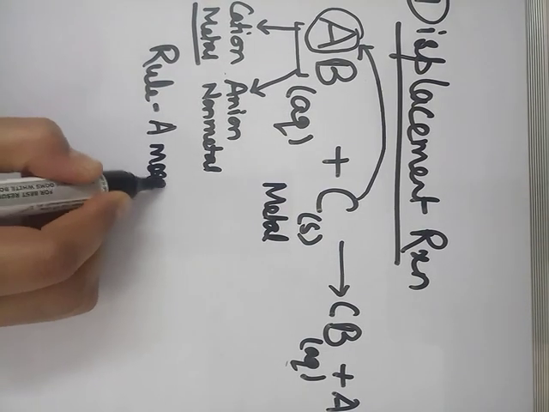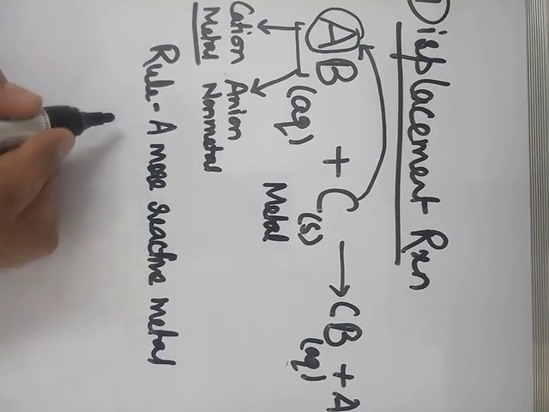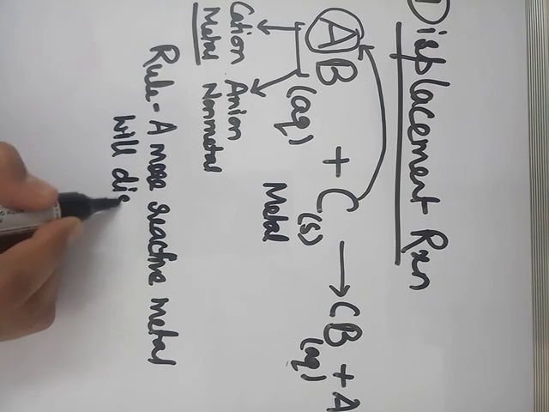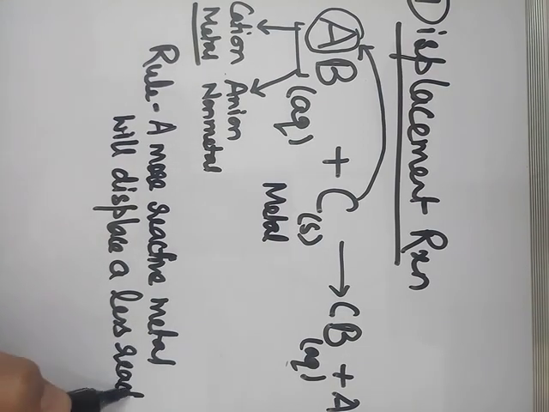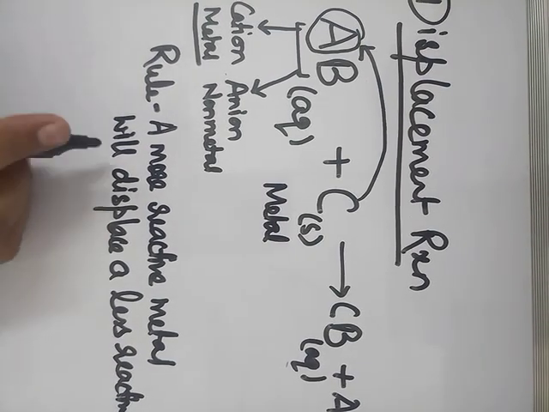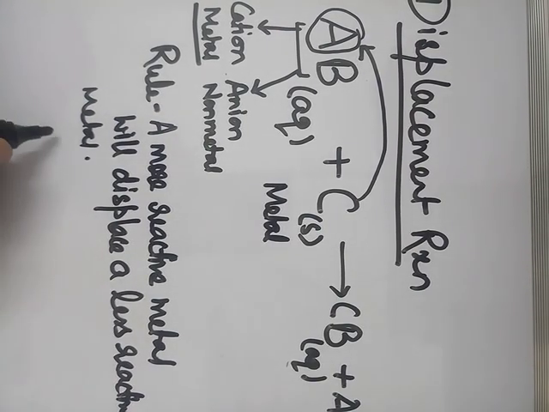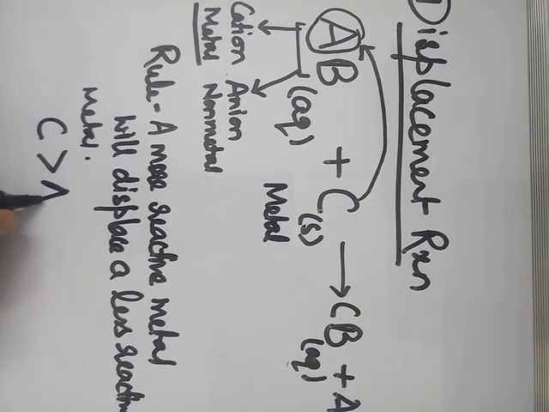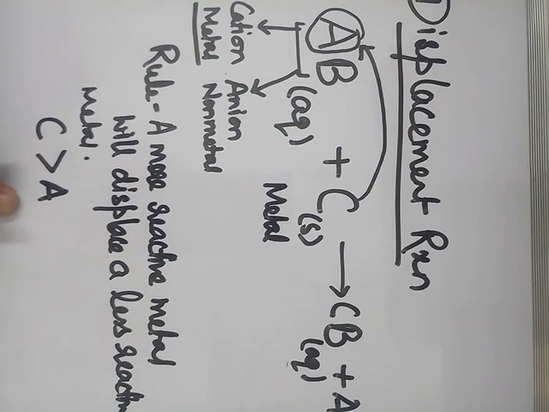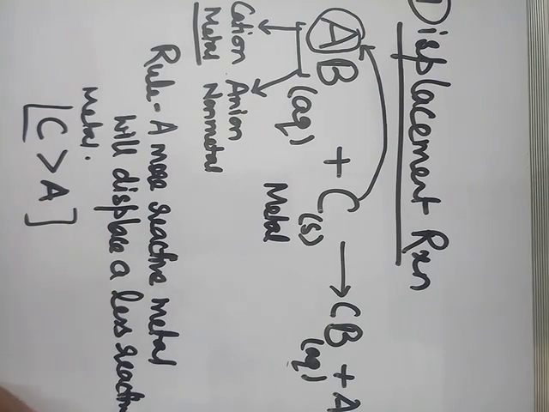more reactive metal will displace a less reactive metal. That means in the above reaction, the reactivity of metal C must be more than A. Then only this reaction is possible. If the rule is not being followed, then this reaction is not possible.